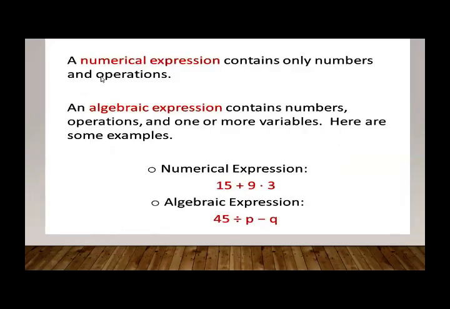Now we see the complete definition of numerical and algebraic expression. According to the definition, a numerical expression contains only numbers and operations, whereas an algebraic expression contains numbers, operations and one or more variables. Here are some examples. For numerical expression: 15 plus 9 multiplied by 3. For algebraic expression, we see 45 divided by p minus q.